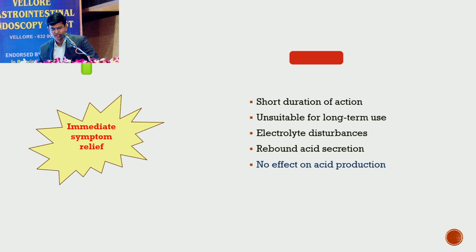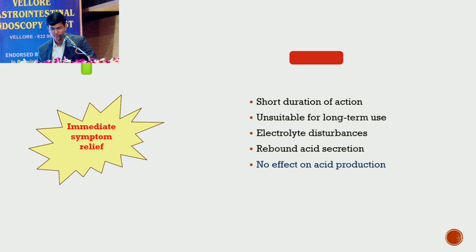So what are the advantages and what are the shortcomings of antacids? It provides immediate relief. Yes, we all know antacids provide immediate relief, but the disadvantage is the short duration of action. We can't use it for long-term use, and it can also cause electrolyte disturbance. It causes constipation and diarrheal complications, and it can also cause rebound acid production, and it has no direct effect on acid suppression. It just neutralizes the acid, but has no effect on acid production.